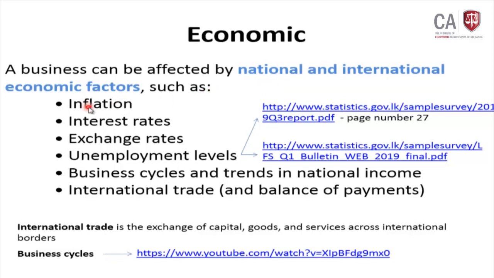Those factors are inflation, interest rate, exchange rate, employment level, business cycle, trend in national income, and international trade. These are the things that the organization should be concerned about when doing business. International trade is the exchange of capital, goods and services across international borders.